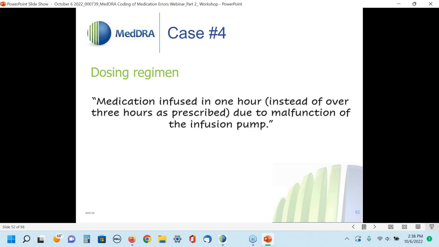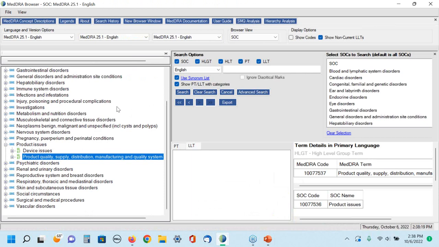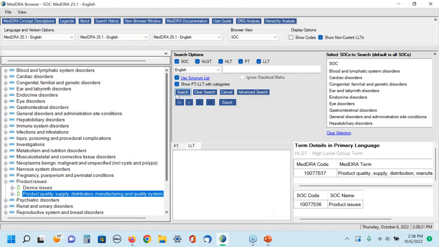Perfect. Our next question asks, doesn't the red box mean a PT is discontinued? It does not mean that a PT is discontinued. You're confusing LLTs with PTs. I'm going to open up the browser. I'm going to show you this. We'll go on to cardiac disorders.